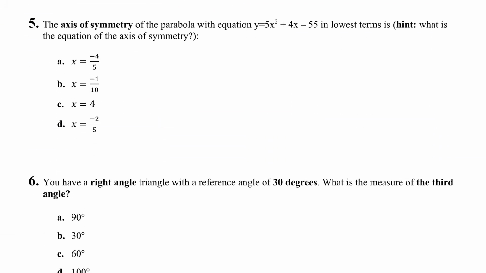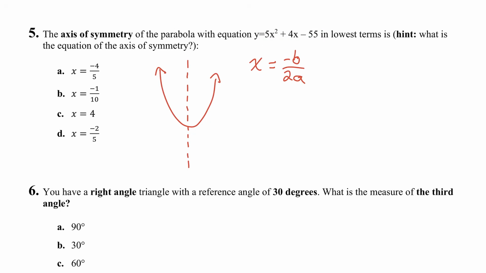Number 5 says the axis of symmetry of this quadratic is, well, the axis of symmetry, if I have a quadratic, is the vertical line that goes through its vertex. The parabola will be symmetrical on either side of this. To find the equation of that line, I can use the formula x equals negative b over 2a. That formula is best when the quadratic is in standard form, which it is right there, where a is 5, b is 4, c is negative 55.